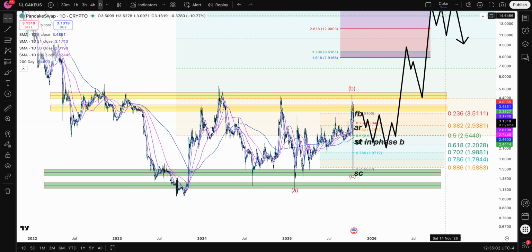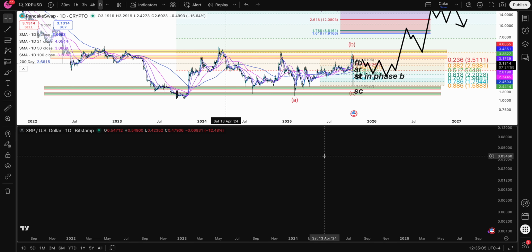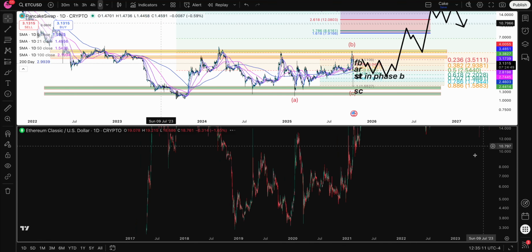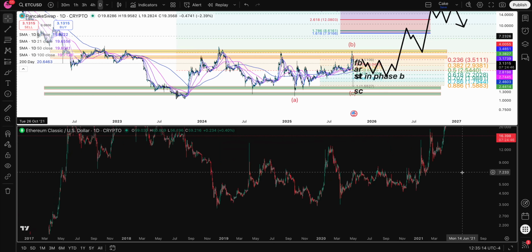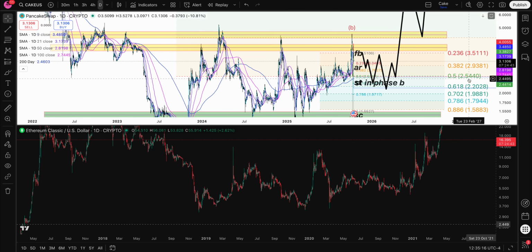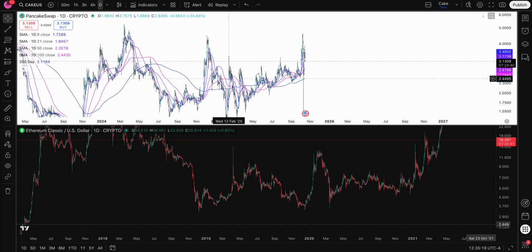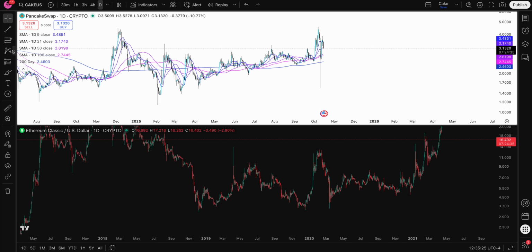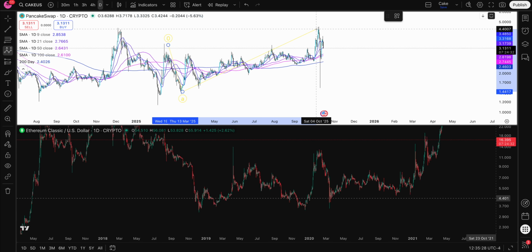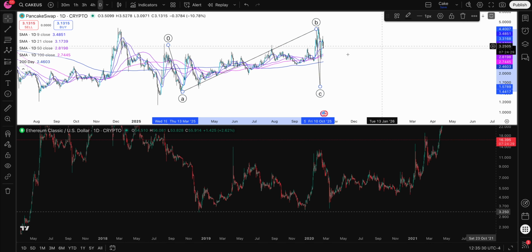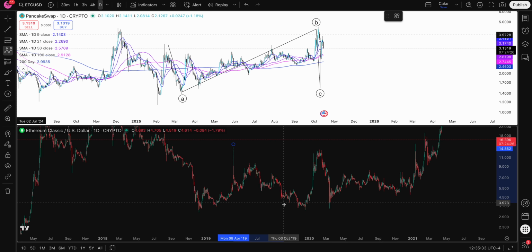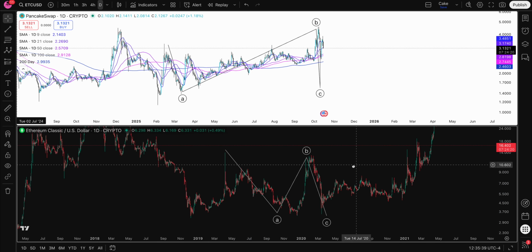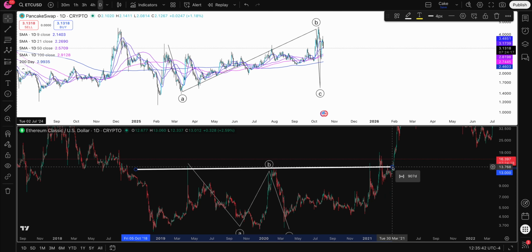So take a look here at Cake versus ETC, and you can see that back here in 2020, look how we rejected at the lows. This is your range. And this is your A, B, and your C, like this. And you have the same thing. You have your A, B, and C on ETC before it rallied hard right above these highs.